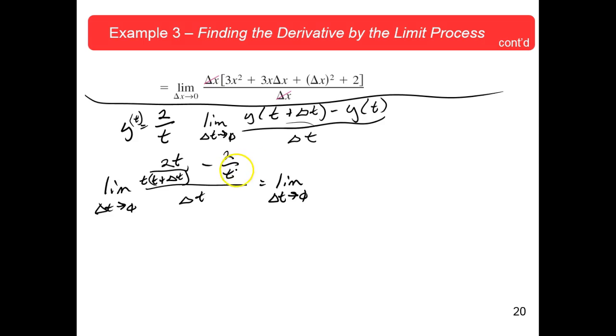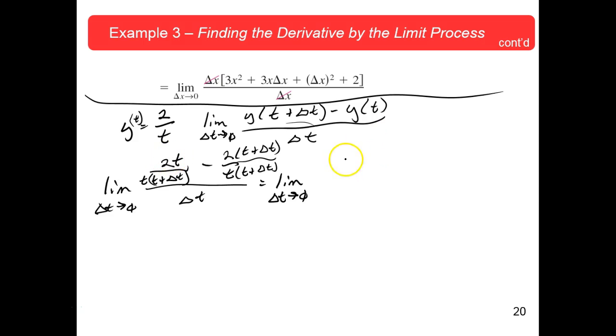And to get this denominator to be the common one, what do you have to multiply by? t plus delta t. But if you multiply the denominator of that, what did you better do? Multiply the numerator by t plus delta t as well. Because t over t is 1, so you haven't changed that, and this over this is 1, so you haven't changed that either. You just change the way they look. All right, so let's do that.